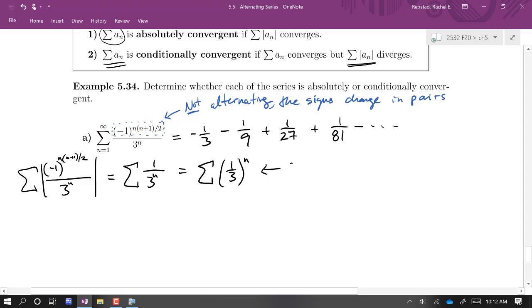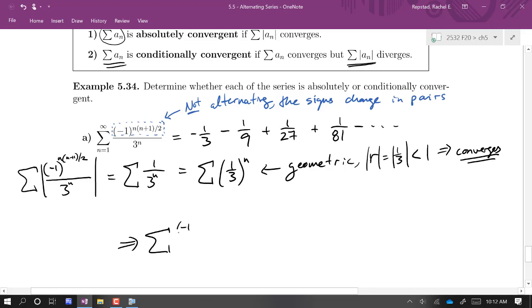Now, this series is geometric. It's geometric with r equal to 1/3. And so, of course, the absolute value of r is less than 1. And that means that it converges. And that means that the series that we started with converges absolutely.